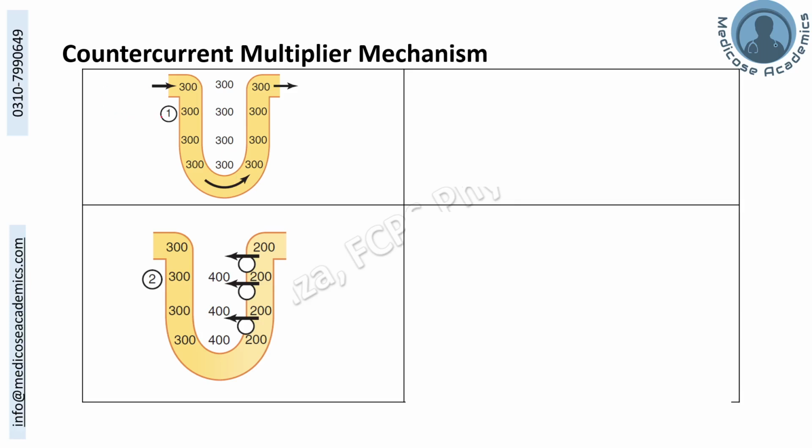On the first hand, you can see this is the descending loop of Henle. This is the thin and thick ascending loop of Henle. As the filtrate enters into it, this is iso-osmotic, which was filtered and reabsorbed across the proximal convoluted tubules. Still, it is having the osmolarity of 300, which is close to that of the plasma.